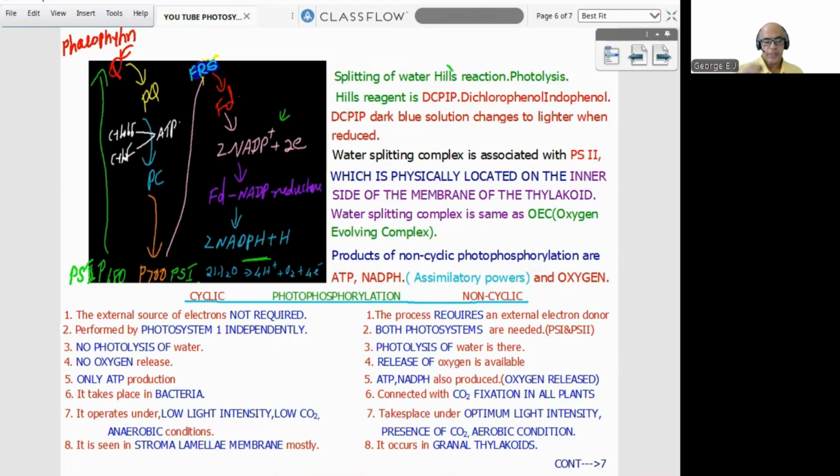Now, the seventh one, that is important, cyclic operates under low light intensity, low carbon dioxide, and anaerobic condition. So non-cyclic will be just the opposite: optimal light intensity, presence of carbon dioxide, aerobic condition. It's a famous question. Now, cyclic is seen in the stroma lamellae membrane. Mostly we can find that. While non-cyclic occurs in granum thylakoid, grana. Very predominant exam question for theory and entrance.